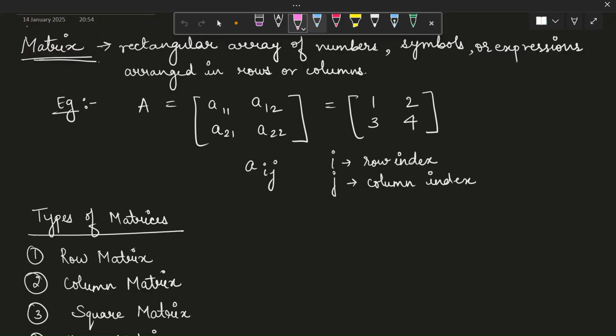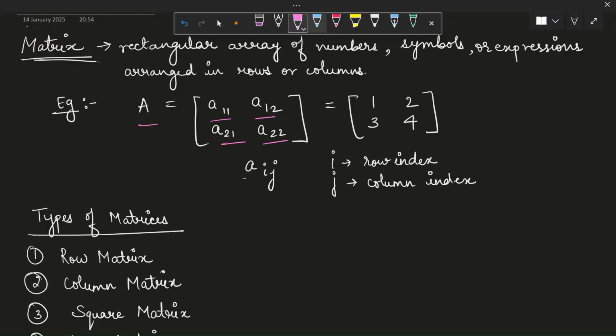A matrix is a rectangular array of numbers, symbols, or expressions arranged in rows and columns. It is a powerful mathematical tool that you can use to represent data, perform transformations, and solve equations in linear algebra. When it comes to notation, a matrix is written as A, the name of the matrix, equals A11, A12, A21, and A22.